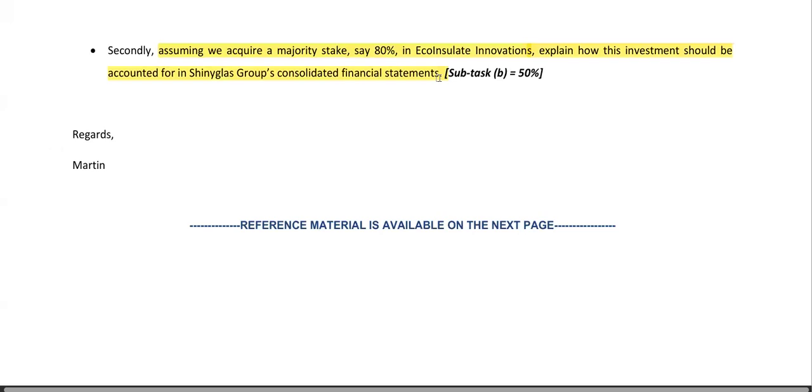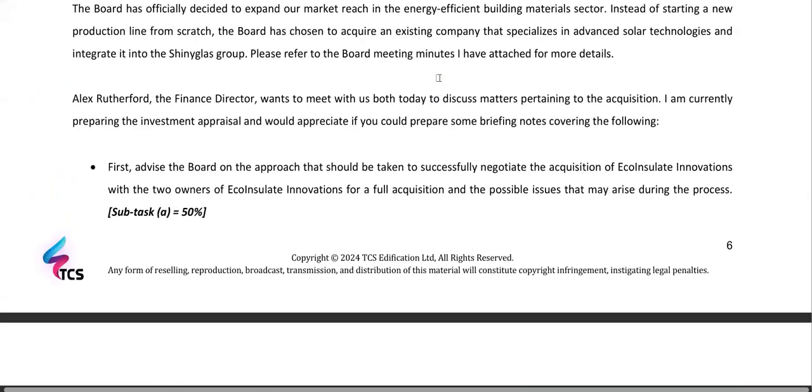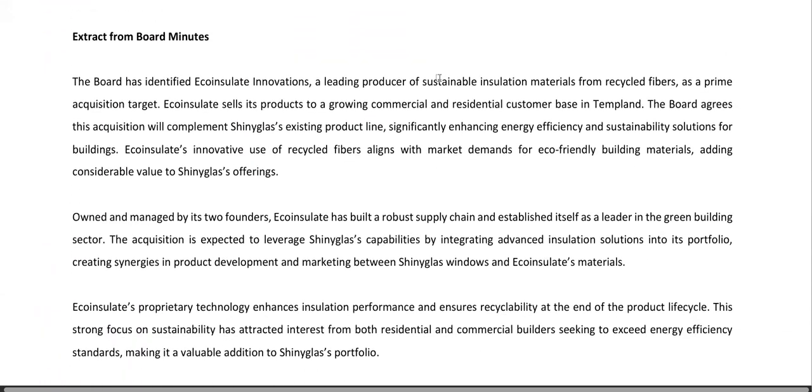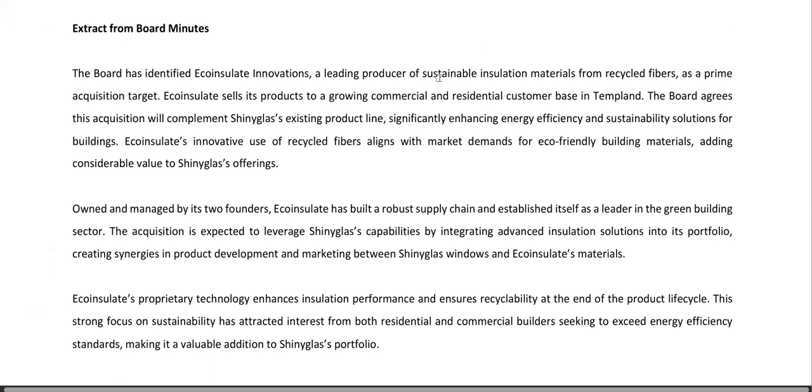It's pretty straightforward. It relates to group accounts, and it's a scenario where you have to assume that we would acquire an 80% stake. Now, I have to brief you on certain aspects before we discuss the answer. If you read through the question as well as the reference material, you will find that we don't have any further information other than the fact that we are going to acquire this company, and what if we acquire 80% of the stake.